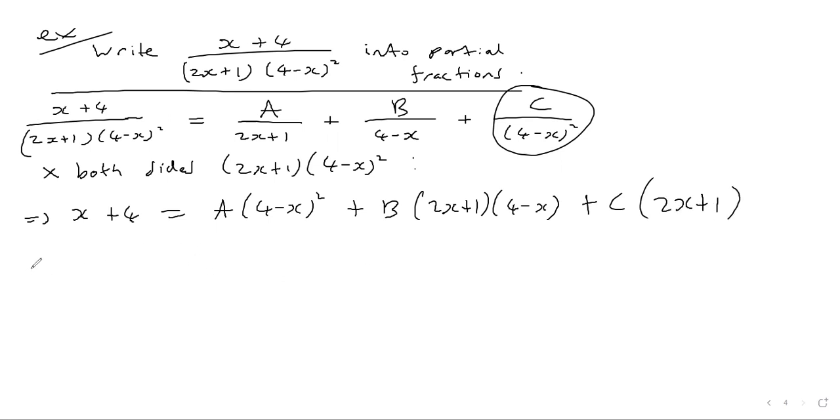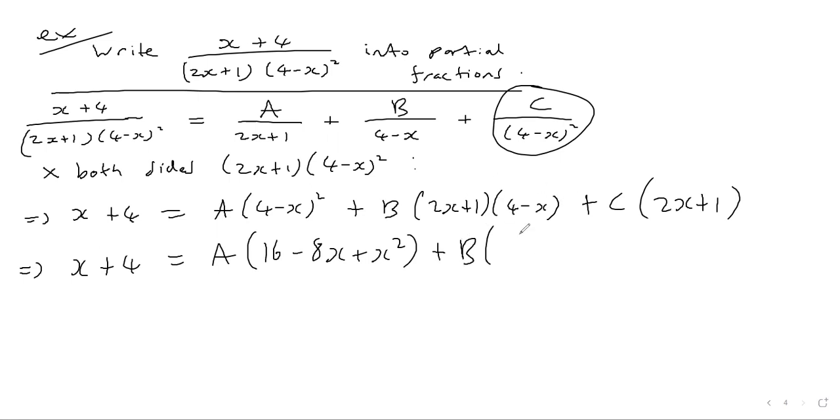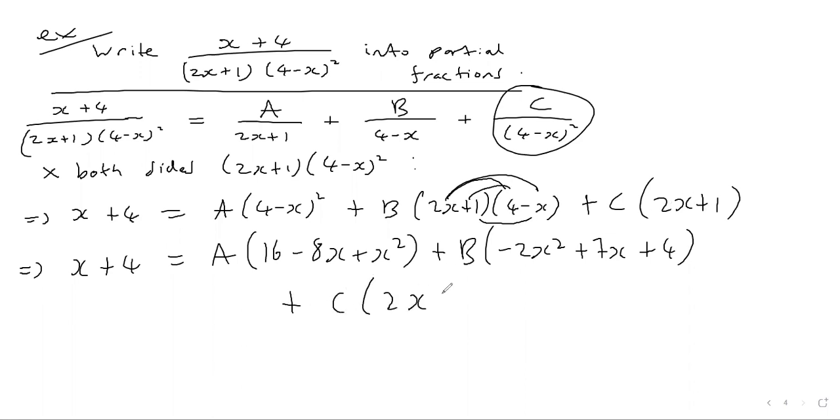Okay, so now it's just a case of expanding our right hand side. So you've got A times by expanding these brackets here, we'll get 16 minus 8x plus an x squared, and then plus B lots of expanding these brackets, we will get a minus 2x squared, an 8x take away an x, so that'll be a plus 7x, and then finally a plus 4 there. And then our last part, so C times that there, it's just C times 2x plus 1.